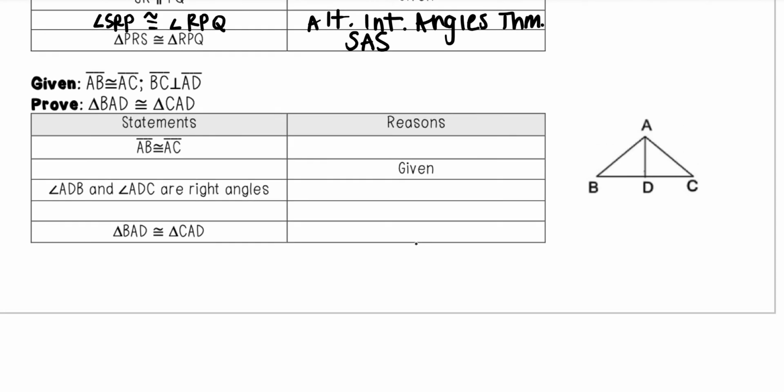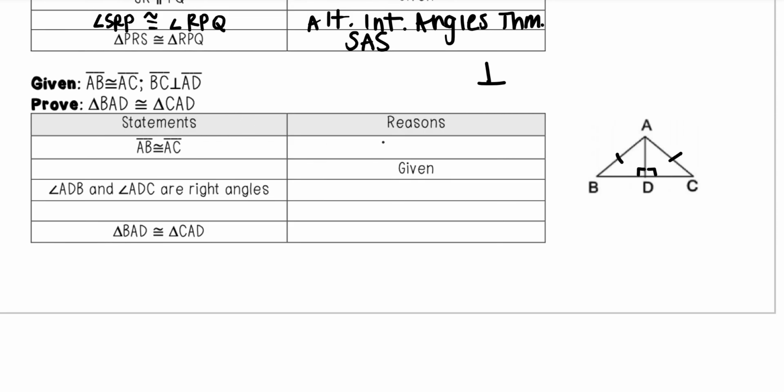In our last proof, we are given that side AB is congruent to side AC, and that BC, so the bottom right here, is perpendicular to AD. That's what that symbol means, perpendicular. Remember that perpendicular lines make 90-degree angles. So that means that we can mark right away that this would be 90 degrees and so would this angle. So we're going to start filling in our proof here.